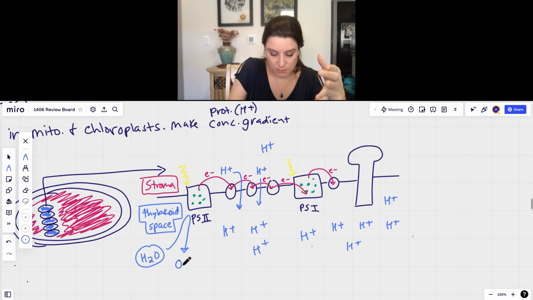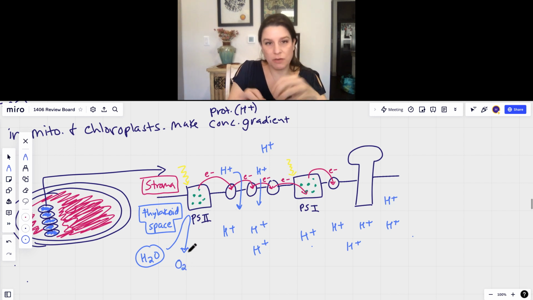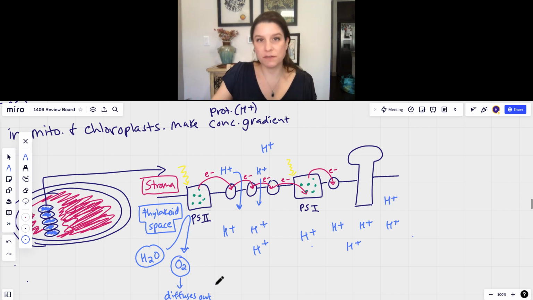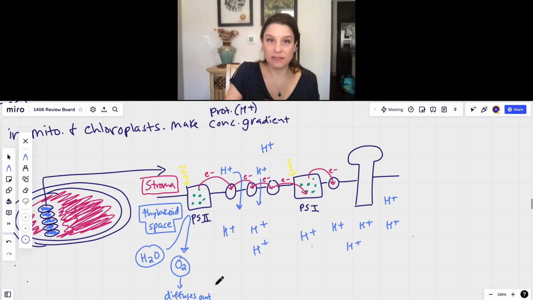Those electrons get put into the chain, and then you have the oxygen left, and the oxygen binds another oxygen. After the next water is broken, it comes out as O2. So this diffuses out of the chloroplast. It can be used in cellular respiration or just released to the environment and then used in cellular respiration for another organism. Okay, so that's the water-oxygen business in photosynthesis.